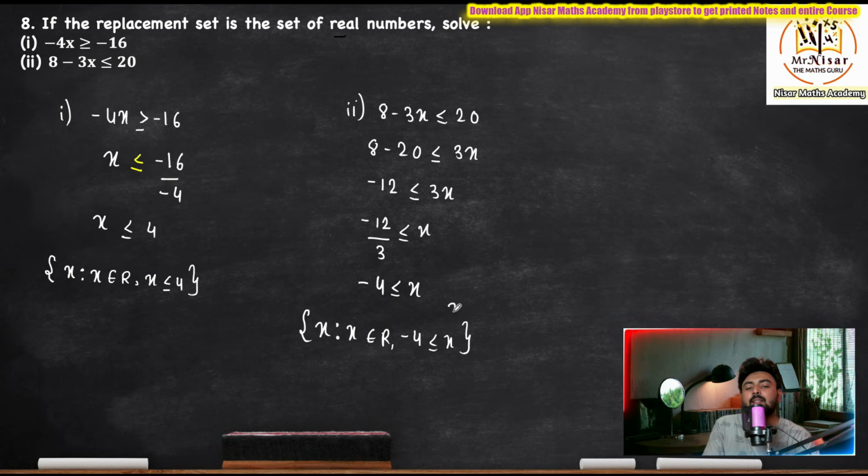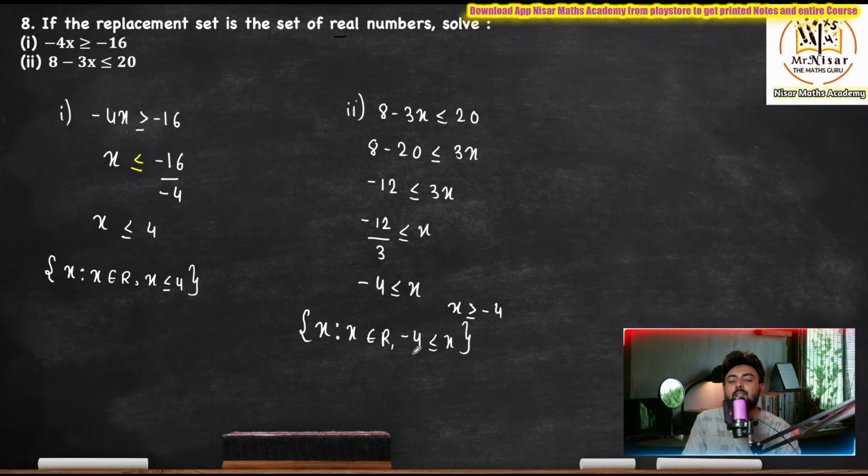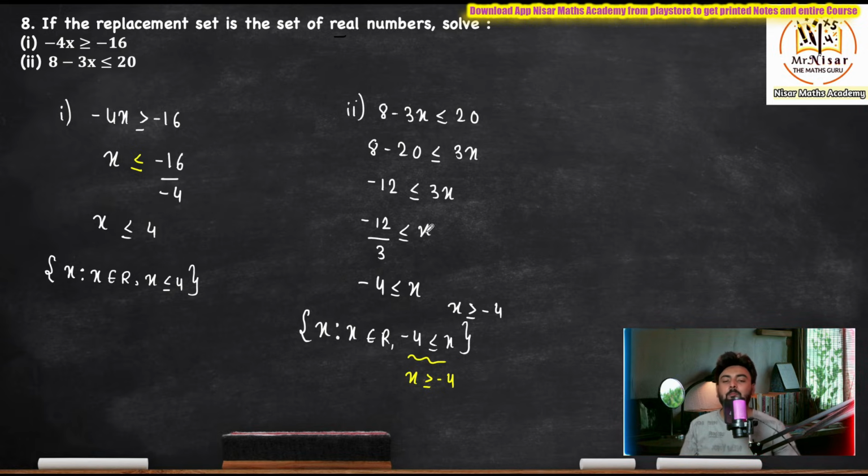So you can write this x like this also. If I want to write x first, I can write x is greater than or equal to minus 4. So here you may write like this also. Don't get confused if you find this answer in your textbook or in the solutions. The meaning is one and the same.